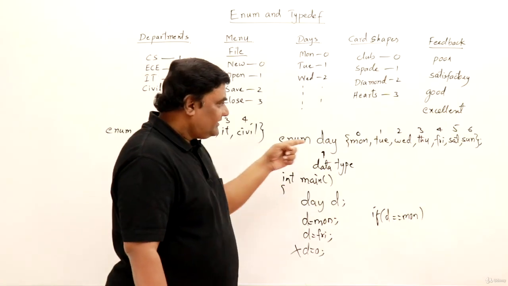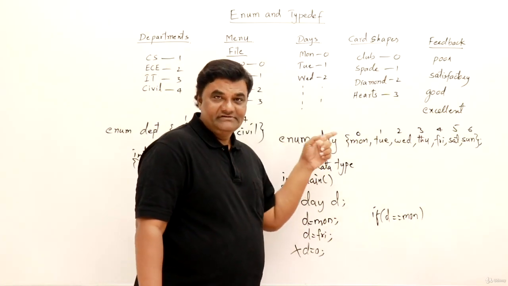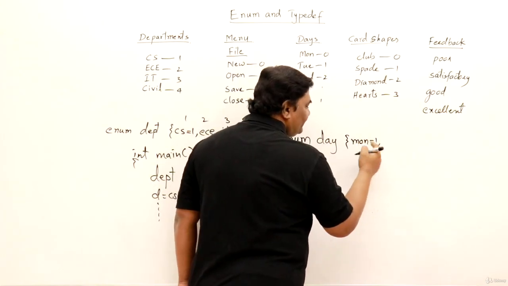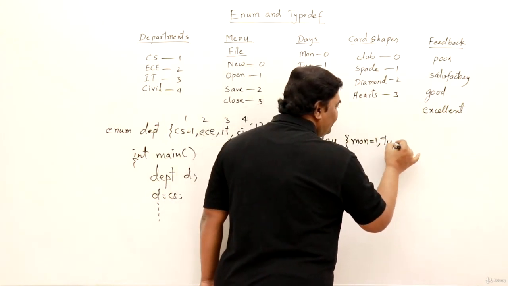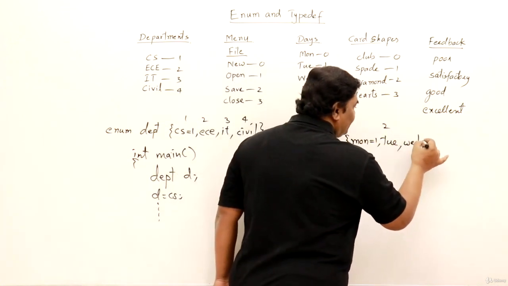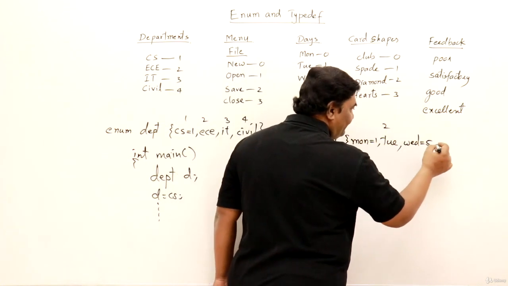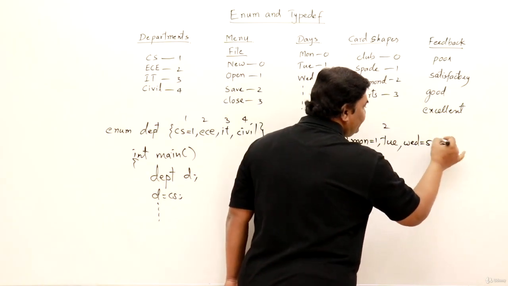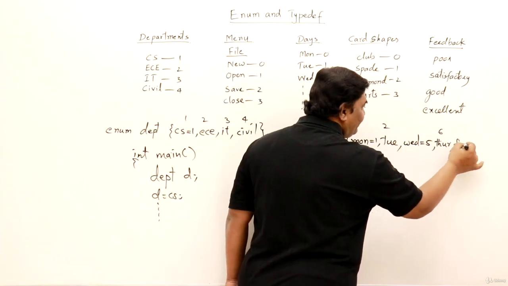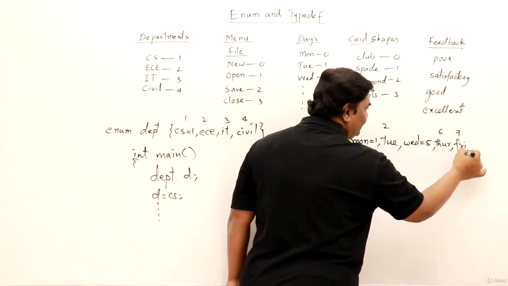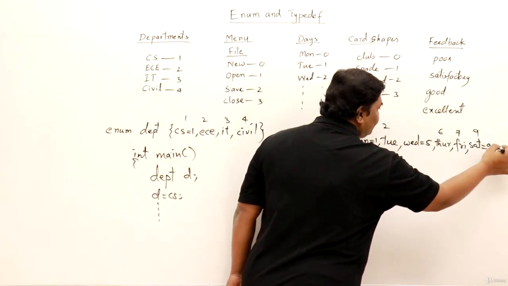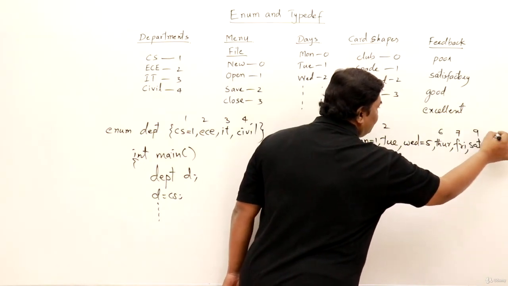Next, here I will change some values, right? I will remove this. Suppose I say Monday as 1. So this will be 1. Then if I write just Tuesday, then automatically it will be 2. Then for Wednesday, I will write 5. So this will become 5. Then Thursday, if I say, this will automatically become 6. Right? Then Friday, it will automatically become 7. Then Saturday, if I say 9, then it will become 9. Then Sunday, it will become 10.